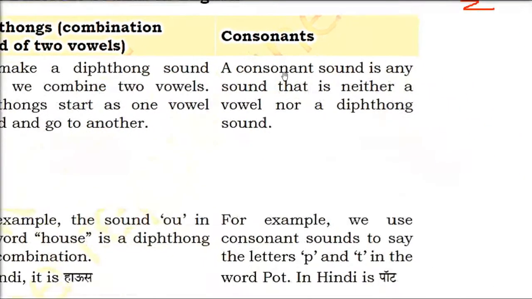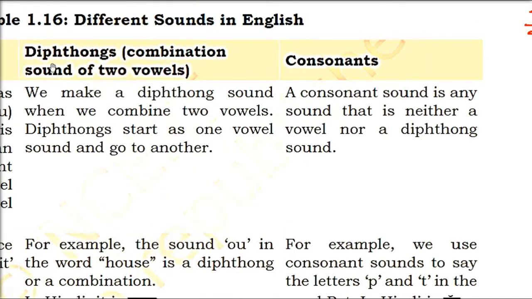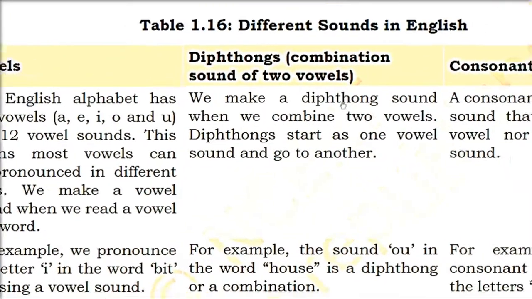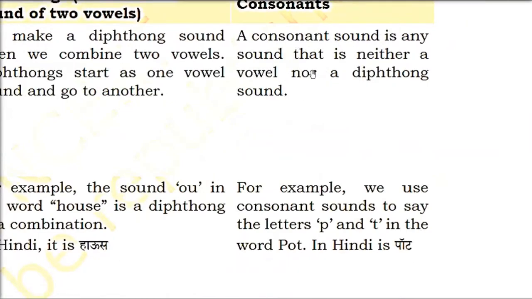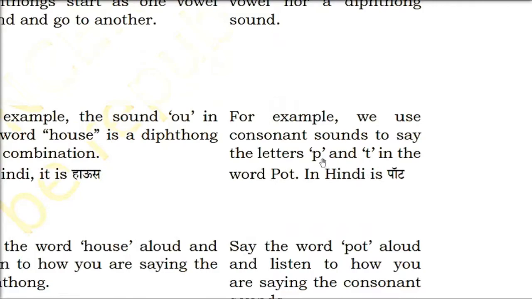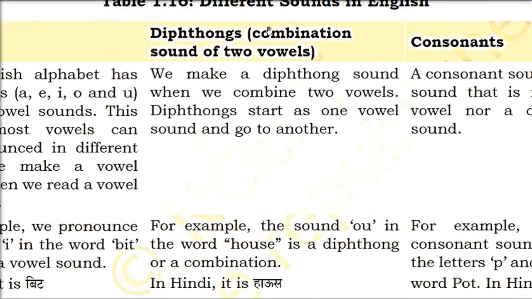Now coming to diphthongs, I'll come to that after consonants. Consonant is any sound that is neither a vowel nor a diphthong. Diphthong is basically a combination of vowels. So take away the vowel sound, it will be a consonant sound. For example, if you have P and T, and in between you have a vowel, like O, it becomes pot. P changes its sound because of O.